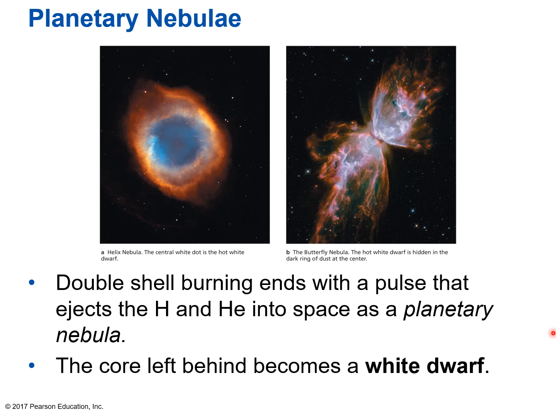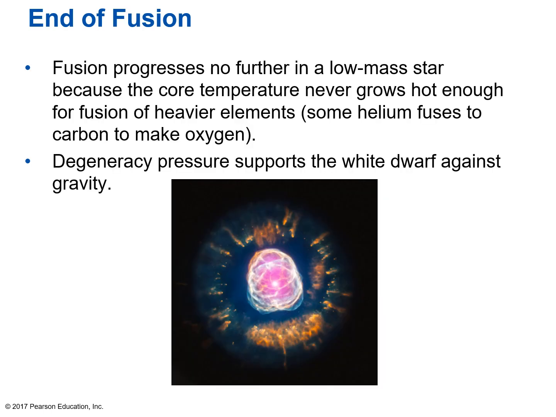The double shell burning of a star ends with a pulse that ejects the hydrogen and helium into space as a planetary nebula. The core left behind becomes a white dwarf. And in this picture down below, this is what's called the Eskimo Nebula. You can see right at the center is a white dot. That's the white dwarf. So that is the leftover core of highly compressed, high temperature carbon.